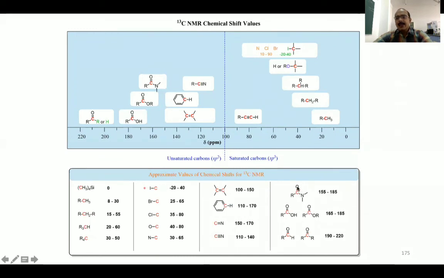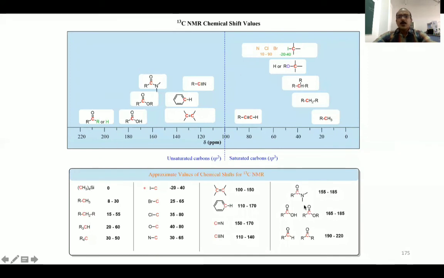This is amide carbonyl, 155 to 185. And the carboxylic acid carbonyl, ester carbonyl carbon, carboxylic acid carbon, the range will be between 165 to 185. And if it is aldehydic or ketonic carbonyl carbon, then the value will be very, very high in the C13 NMR spectrum. That will be towards completely the left side of the spectrum. So whatever peaks you get on the left side of the spectrum, completely dead end of the spectrum, you can say that that may be due to carbonyl carbon, and the range will be 190 to 220.